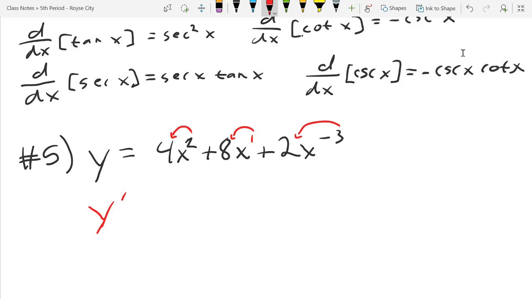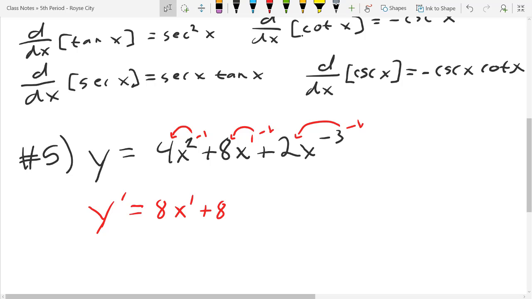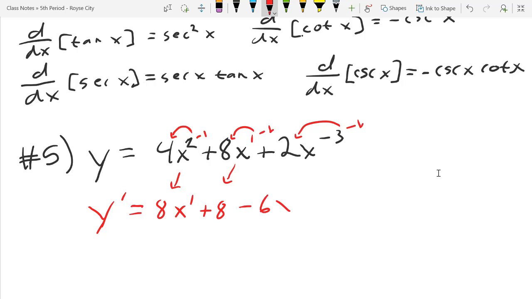So we'll bring the exponents to the front, subtract 1 from these exponents here. So we're going to get 8x to the first power plus 8. When we take the derivative of x to the first, subtracting the 1 from the exponent of 1 just turns into 0, and so the derivative of x by itself is just 1, so this is just going to be 8. I'm going to take the derivative of that one. And then finally, now it's going to be minus 6x to the negative 4 when we take the derivative of that term.